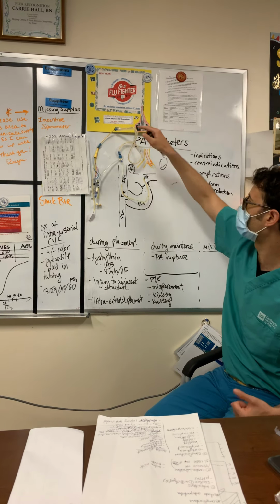Some people with big RVs are more likely to have that problem because there's more space for the PA catheter to have that issue. So it's a similar problem for kinking and for knotting. You deflate the cuff, you withdraw, and then you try to re-advance and get it back down there. Those are I think the most important aspects of complications during placement, during maintenance, and then the misinterpretation.